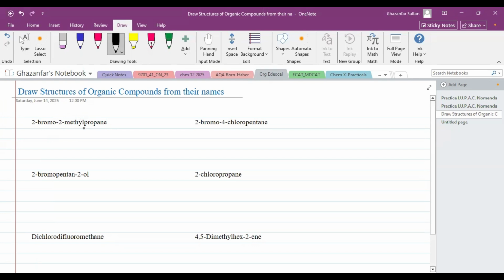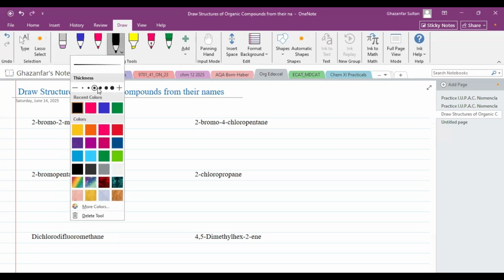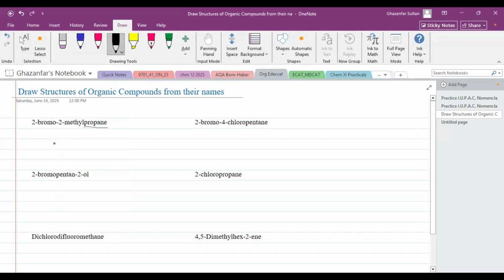what the parent chain is. So the parent chain is propane. So we first draw as many carbon atoms as given in the parent chain. So 3 carbon atoms should be there because this is propane. And on the second position, and here fortunately you have equal chances. So from here or from here, this is the second position.